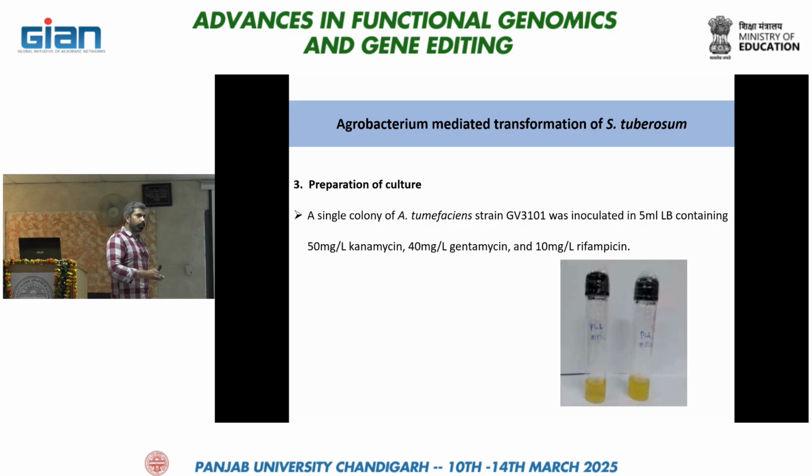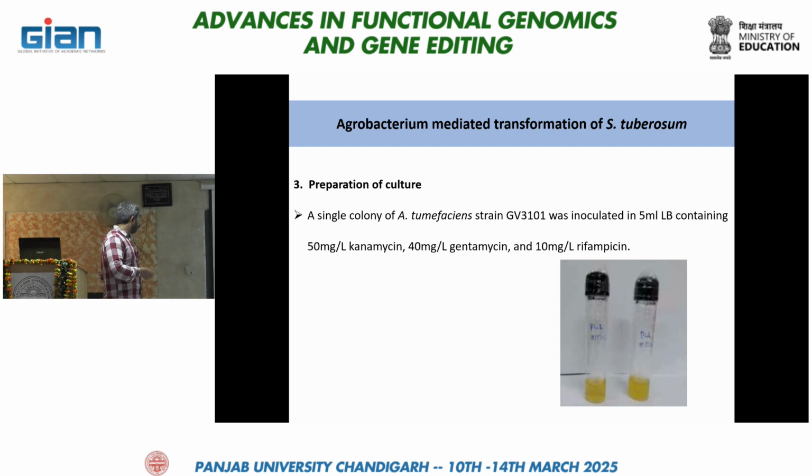This is all just again basic stuff. So you will inoculate by selecting a single colony and inoculate it in 5 ml LB medium containing these antibiotics, as it will depend on the selection of your vector. So here this strain is also resistant to Genta and Rif, so we have also added this. Depending on the strain, different strains are resistant to different antibiotics.